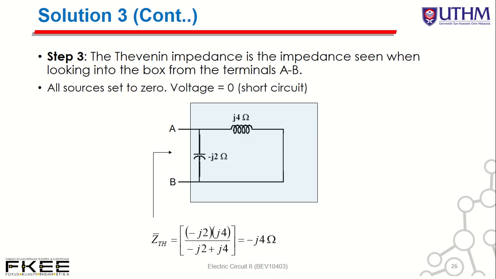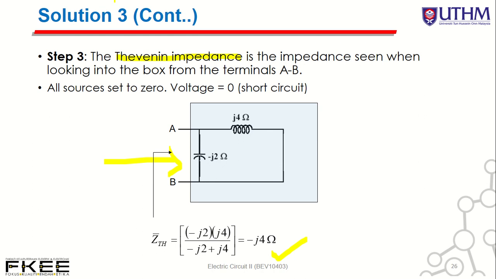And next, you need to determine ZTH, the impedance seen from here. We call it ZTH. In this case, this is open circuit, so this one is connected to J4. So minus J2 parallel with J4. Then you got ZTH, which means minus J2 parallel with J4.